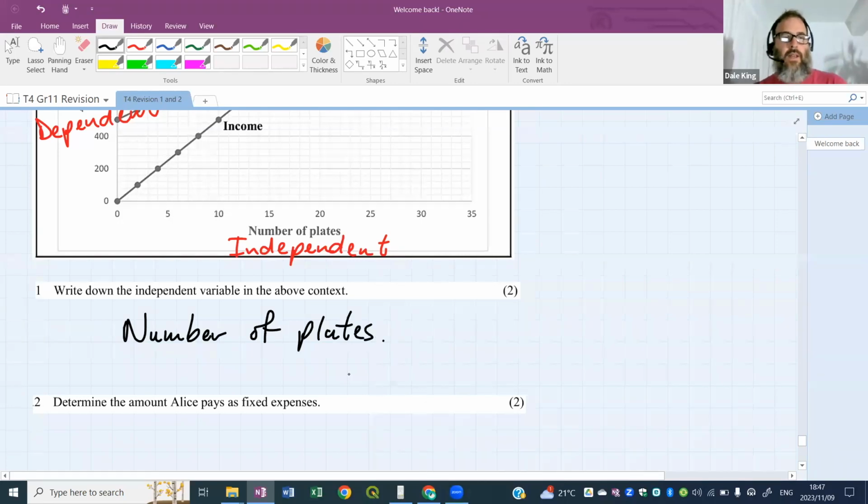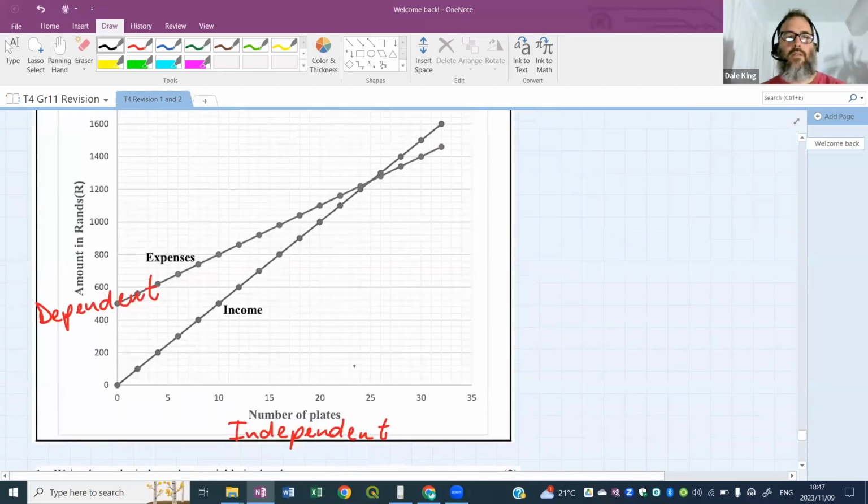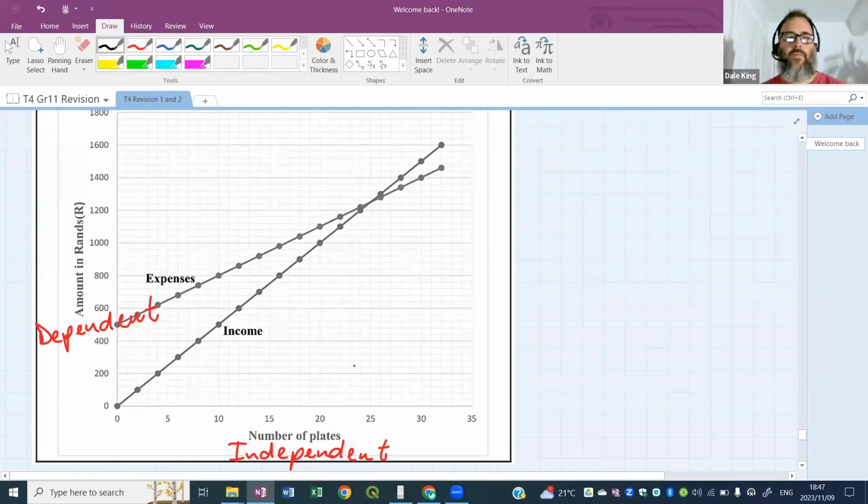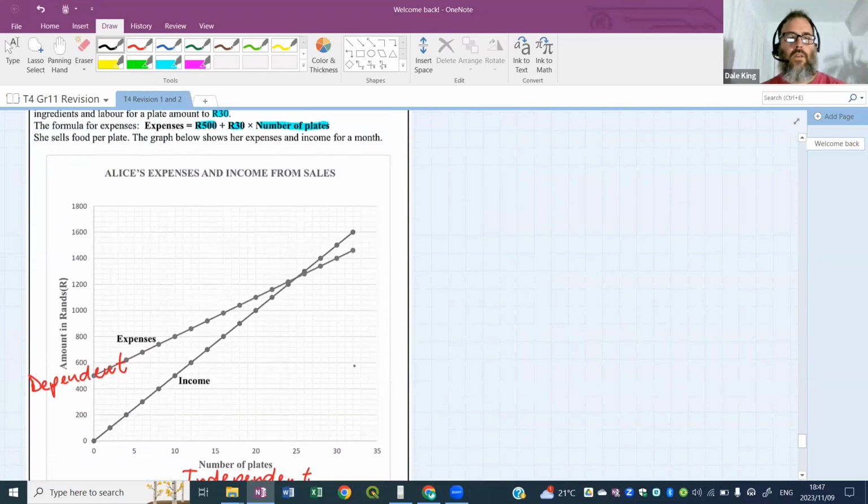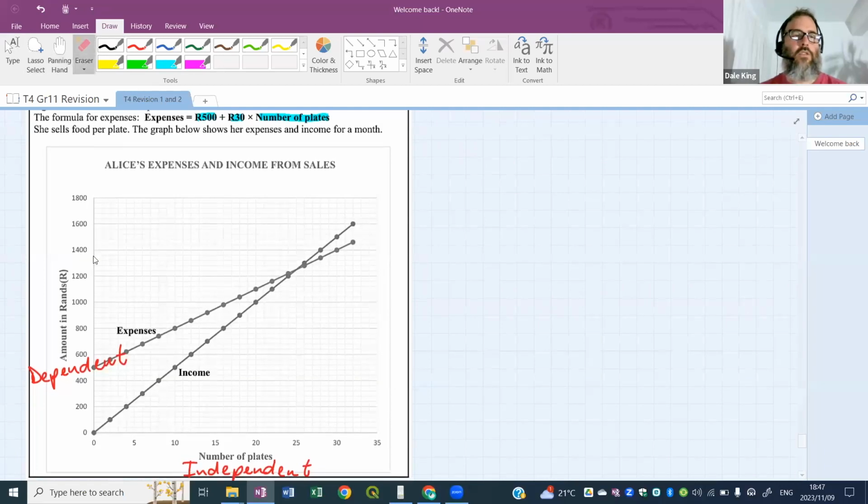Number 2, determine the amount Alice pays as a fixed expense. Determine the amount that Alice pays as a fixed expense. You guys should easily get this. There's the scenario in front of you. Determine the amount that Alice pays as a fixed expense. Yeah, Keon, it's the 500 rand.